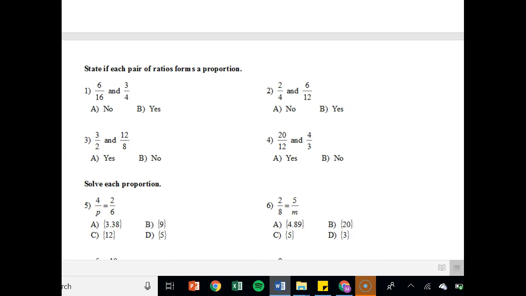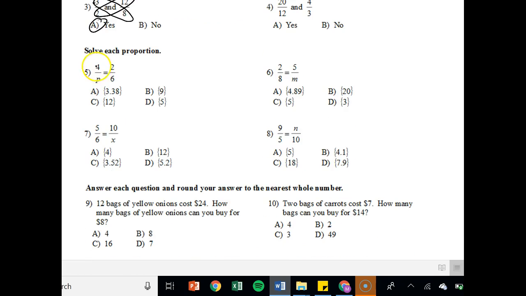On the back, these are multiple choice questions. They should be super simple. It's for the first section, state if each pair forms a proportion. So when you cross multiply, you get 24 here, and you get 3 times 16, which is 48 there. Is 24 and 48 the same? Nope. Let's do this one. 3 times 8, that's 24. 2 times 12, that's 24. Are they the same? Yes, so they're proportional.